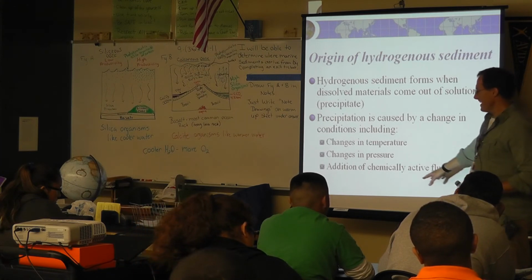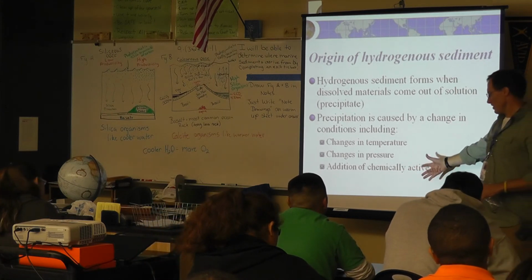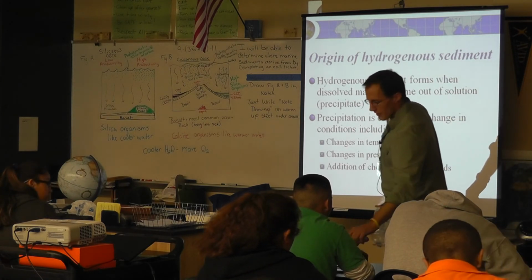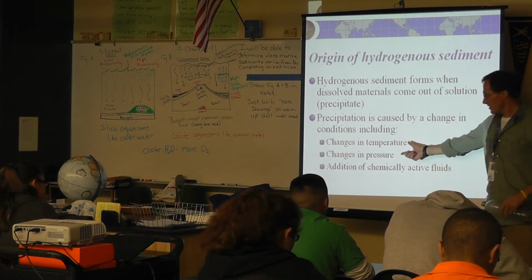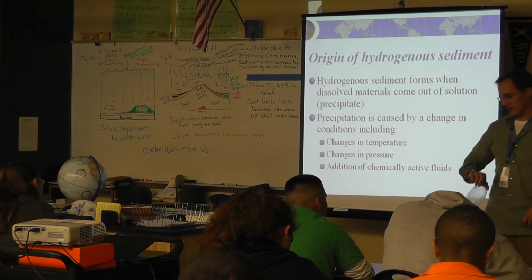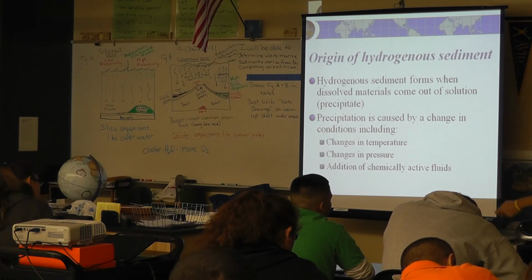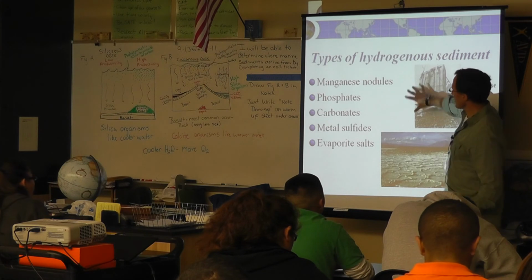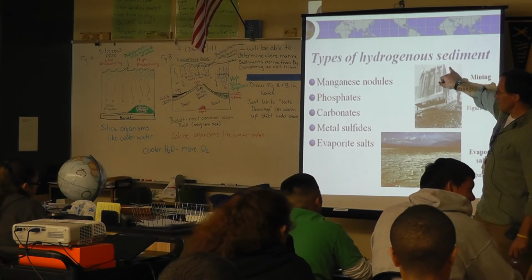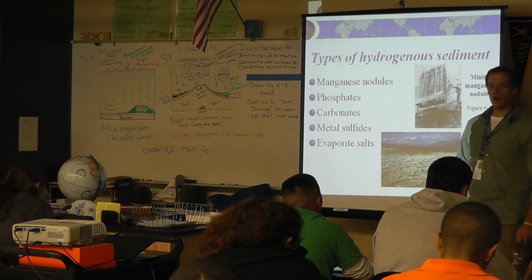And then the last one, guys, is the addition of any other fluids that might cause things to precipitate out. The ones that I really want you to know are these two: changes in pressure and changes in temperature. Those are the two I want you to know. These are some examples, you don't have to write these down: manganese, phosphates, carbonates, metals, and salts.